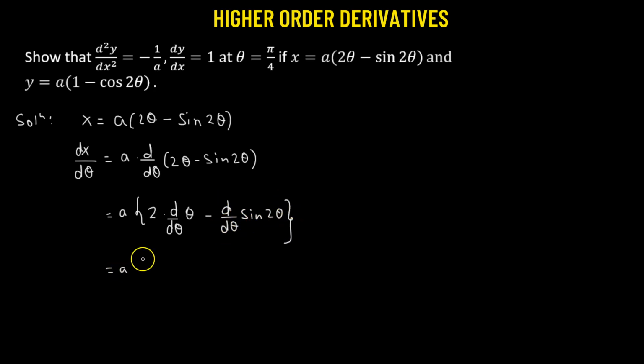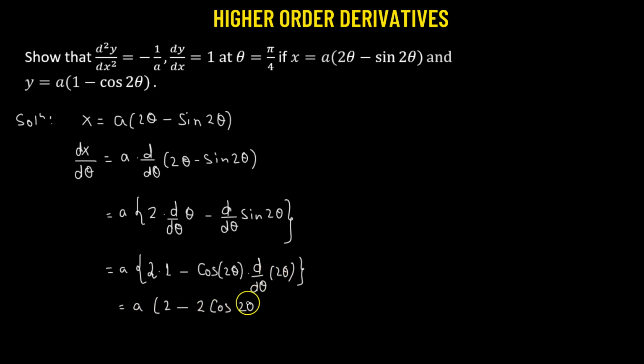So this is a multiplied by 2 times the derivative of theta with respect to theta, so that's 1, minus the derivative of the sine function, which is cosine of 2 theta, multiplied by the derivative with respect to theta of 2 theta. All we have done is use the chain rule. So that gives us a multiplied by 2 minus, since the derivative of 2 theta gives us 2, 2 times cosine of 2 theta.